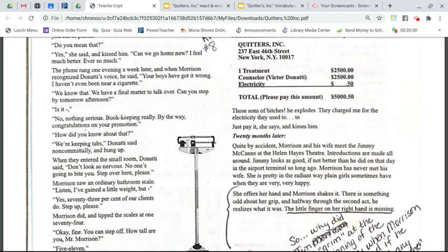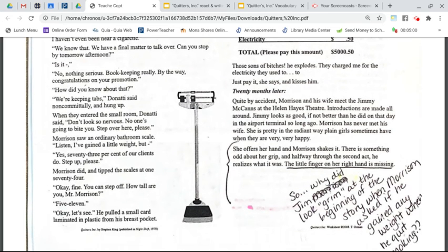When they entered the small room, Donati said, Don't look so nervous. No one's going to bite you. Step over here, please. Morrison saw an ordinary bathroom scale. Listen, I've gained a little weight, but yes, 73% of our clients do. Step up, please. Morrison did and tipped the scales at 174. Okay, fine. You can step off. How tall are you, Mr. Morrison? 5'11". Okay, let's see. He pulled a small card laminated in plastic from his breast pocket.